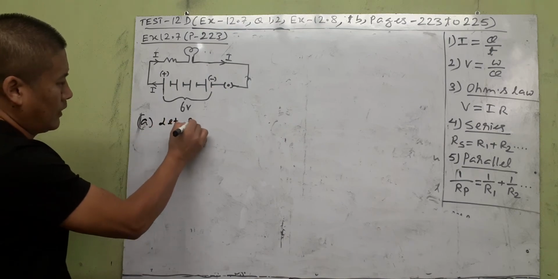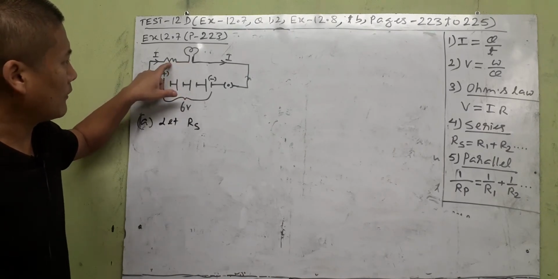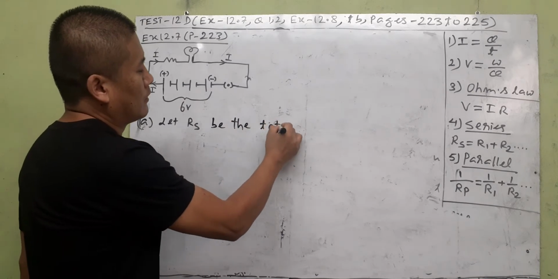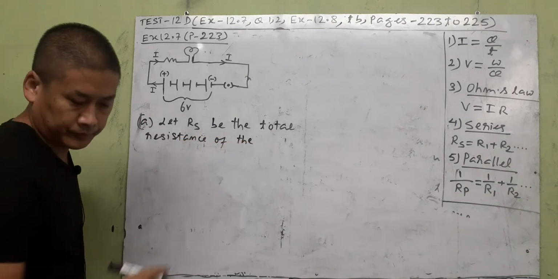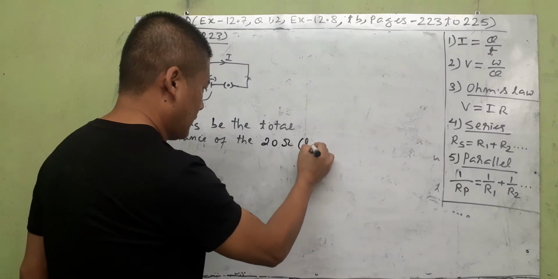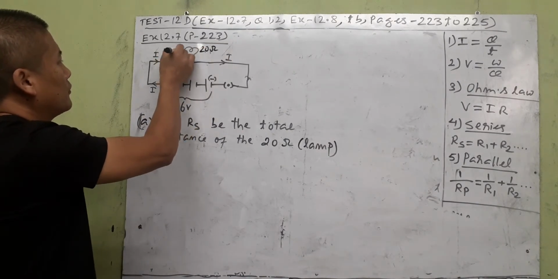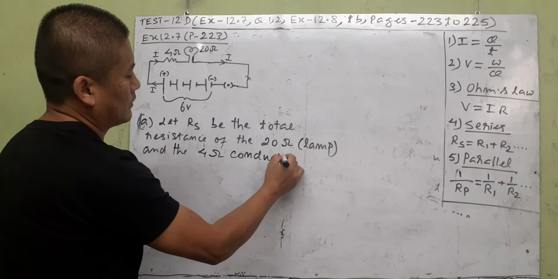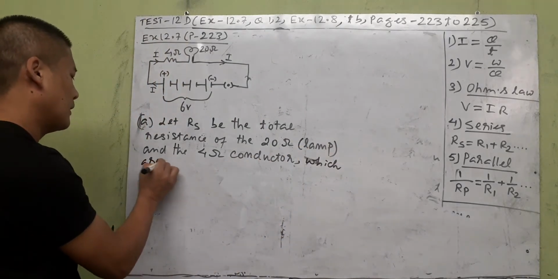Let RS. I'm putting RS because you see this resistor is connected to the lamp one after another. So I would know it's series. That's why I'm putting RS. Let RS be the total value of the resistance of the 20 ohm lamp. Lamp means electric bulb. This one is 20 ohms. And this is 4 ohms, the 4 ohm conductor, which are in series, as you can clearly see from the diagram.